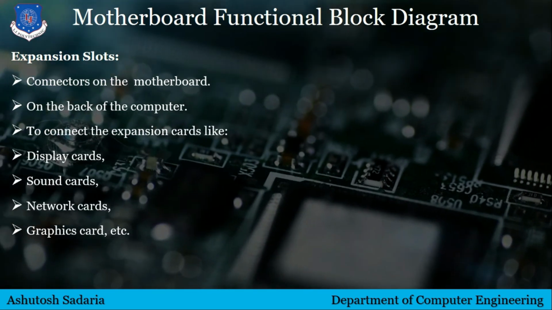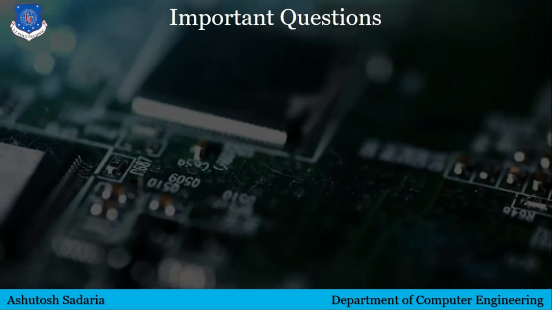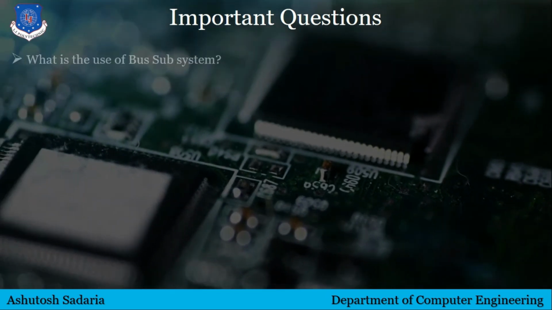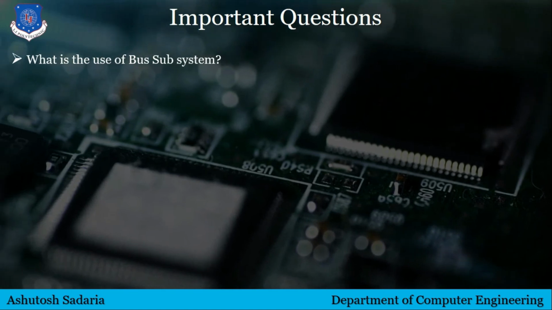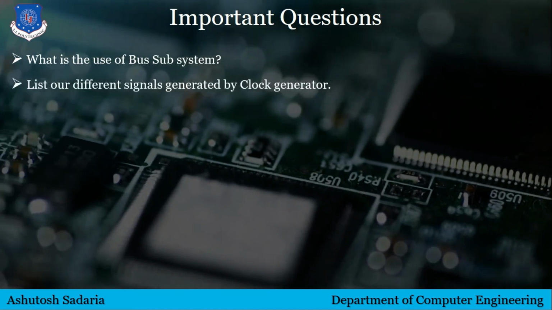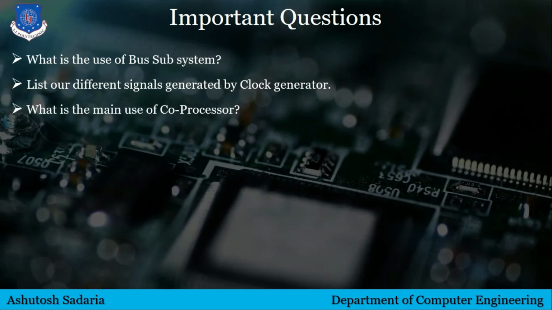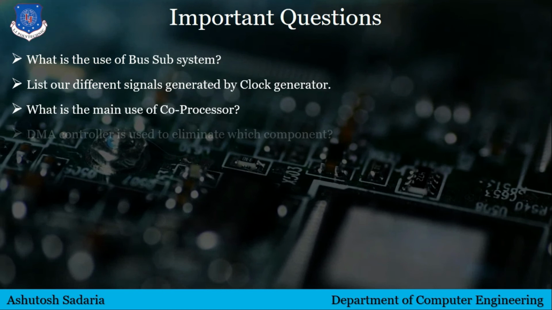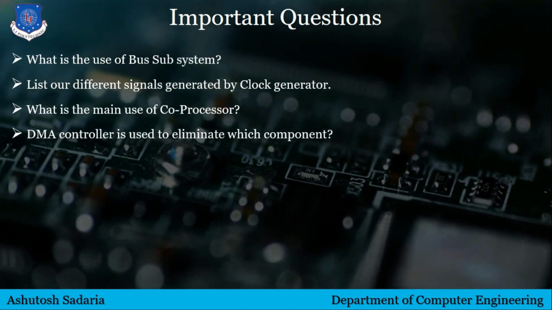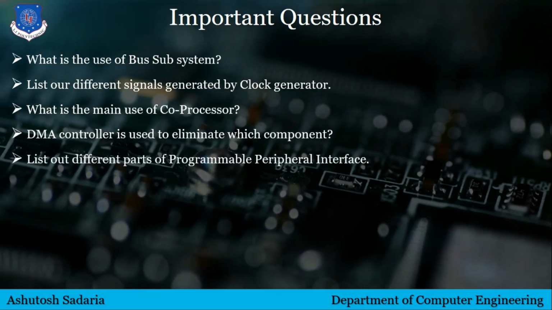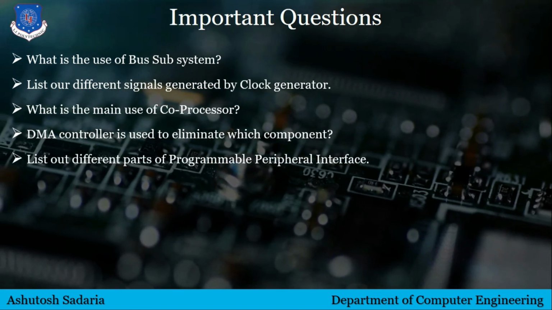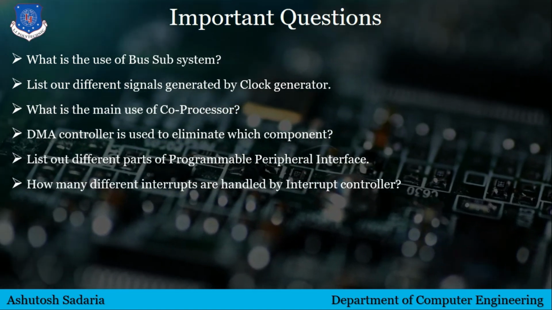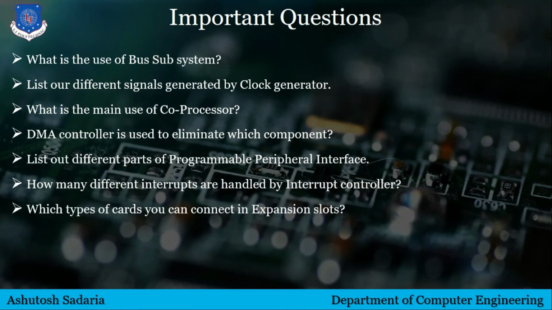Here are some of the important questions from the video. What is the use of the bus subsystem? List out the different signals generated by the clock generator. What is the main use of a coprocessor? DMA controller is used to eliminate which component? List out the different parts of the programmable peripheral interface. How many different interrupts are handled by the interrupt controller? Which types of cards can you connect to expansion slots?